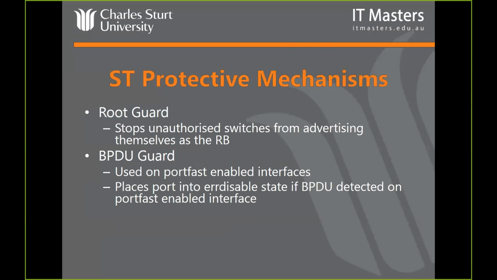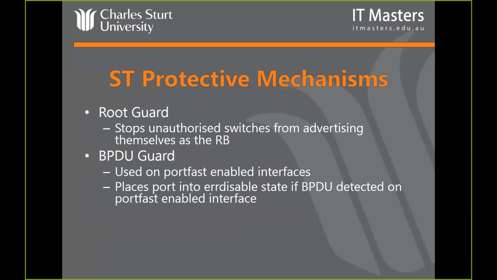Okay, protective mechanisms, we have root guard, which you need to know about. So that basically, all that does is stop unauthorized switches from advertising themselves as the root bridge. So it stops people from coming along and just poking a switch in and allowing them to become a root bridge. So this is enabled by port. Okay, so you enable root guard on your ports. That means no one can come up and just plug a switch in and have it overtake the spanning tree topology.